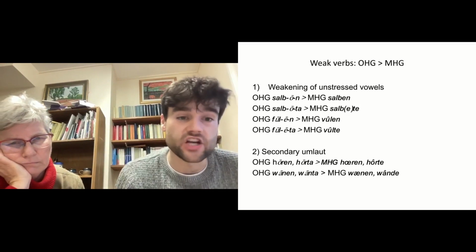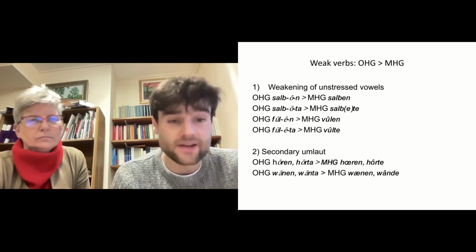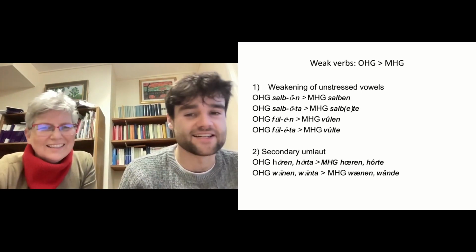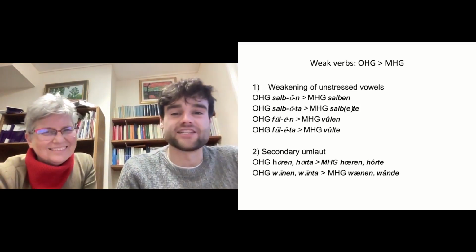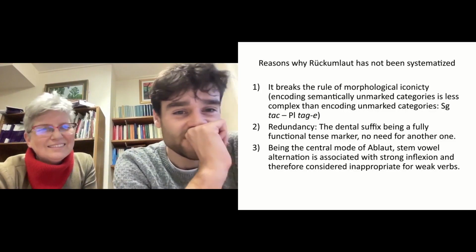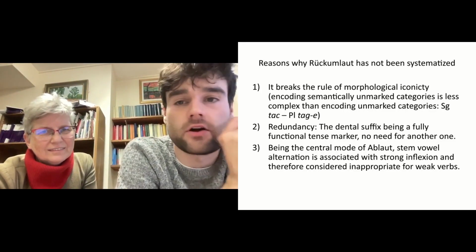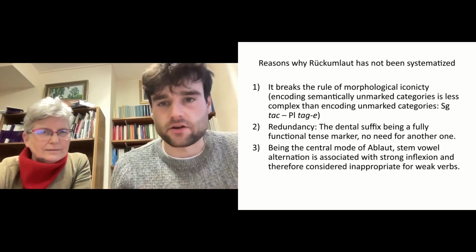In New High German, this innovative approach of Middle High German has not prevailed, apart from a few cases already mentioned, such as nennen, nannte, and senden, sandte, which, by the way, consistently go back to Old High German primary umlaut. At least three factors argue against the consolidation of Rückumlaut as a tense marker for weak verbs. Some have to do with linguistic universals.